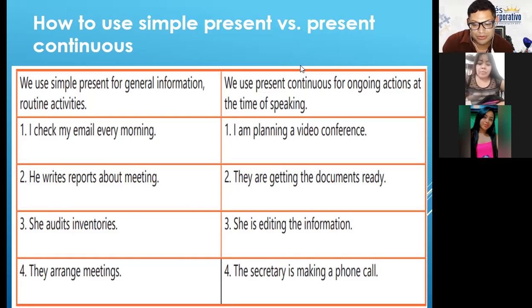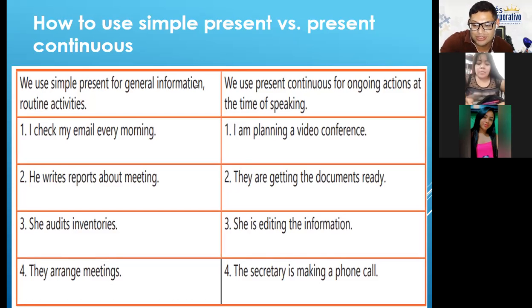Thank you so much. Ahí podemos ver los ejemplos. Every morning me recuerda un hábito. He writes reports about the meeting. Algo que es como una rutina. She audits inventories. Algo que hace todos los días. Entonces, usamos el present simple porque lo hacemos como un hábito todos los días.